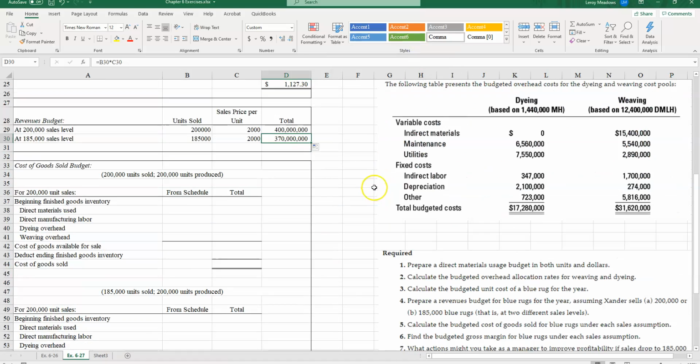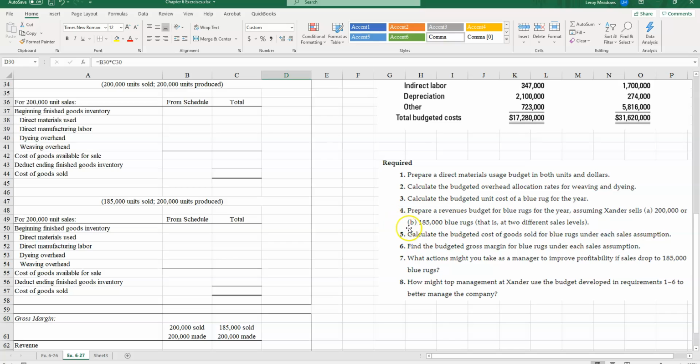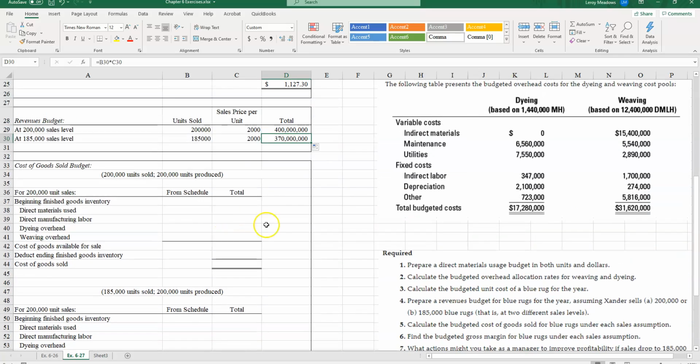Okay, so let's take a look at the next part of the problem. It says calculate the budgeted cost of goods sold for blue rugs under each sales assumption. So we're going to assume that when we sell 200,000 units, we produce 200,000 units. So when we produce 200,000 units, we're going to sell them all. And then under the second assumption, we're going to produce 200,000 units, but only sell 185,000 of those units.